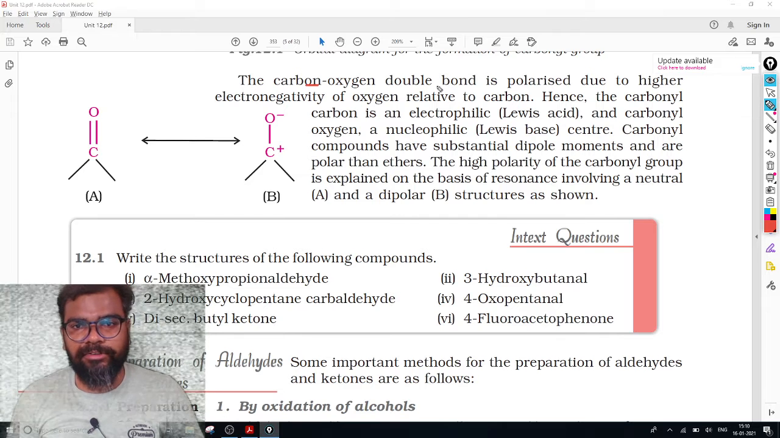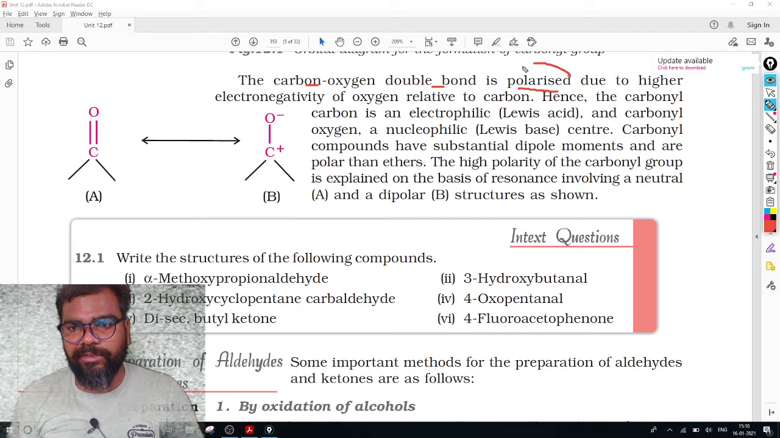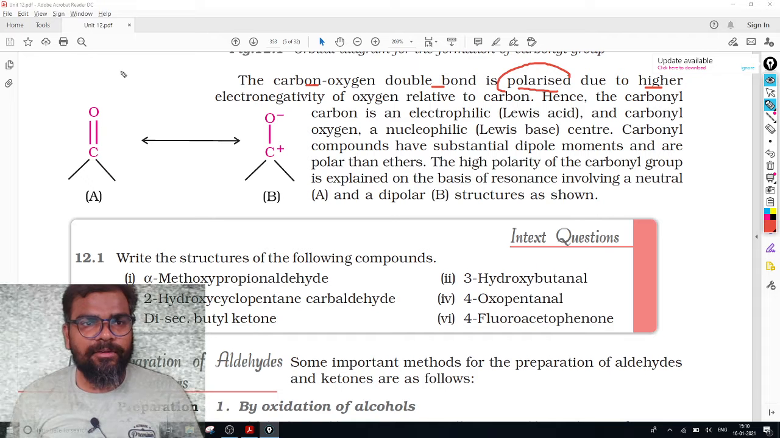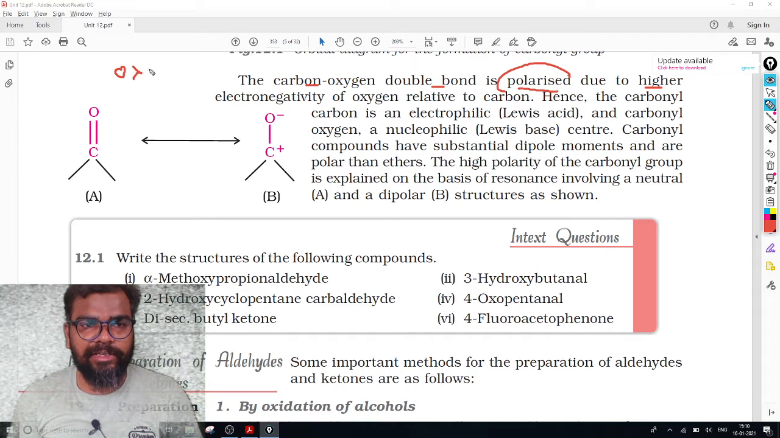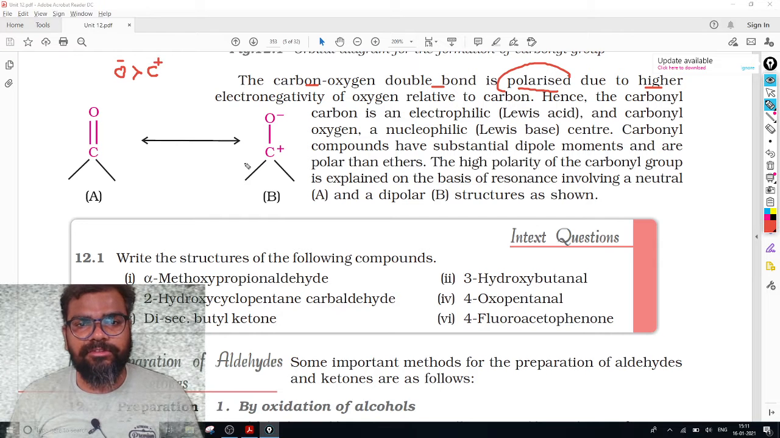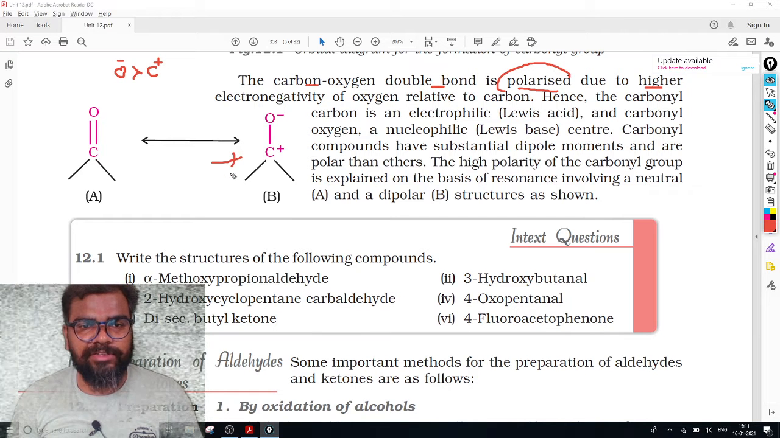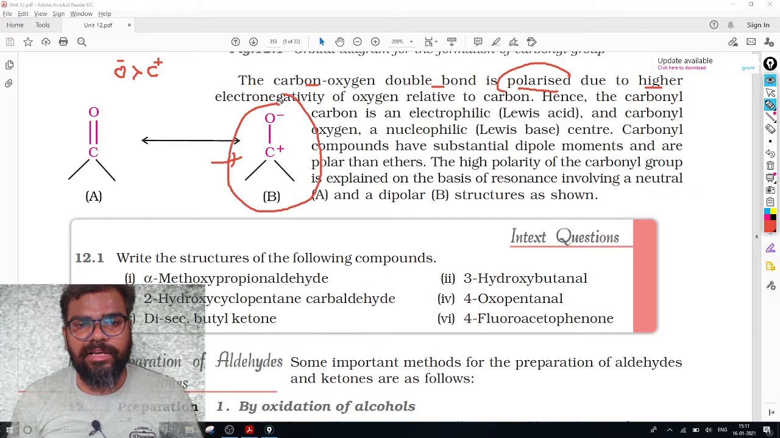The carbon-oxygen double bond is polarized due to the higher electronegativity of oxygen. Oxygen has higher electronegativity as compared to carbon. So on oxygen you will have the negative charge, and on carbon you will have the positive charge. Likewise, polarity is generated. You can see in this diagram: on carbon plus charge, whereas on oxygen minus charge.